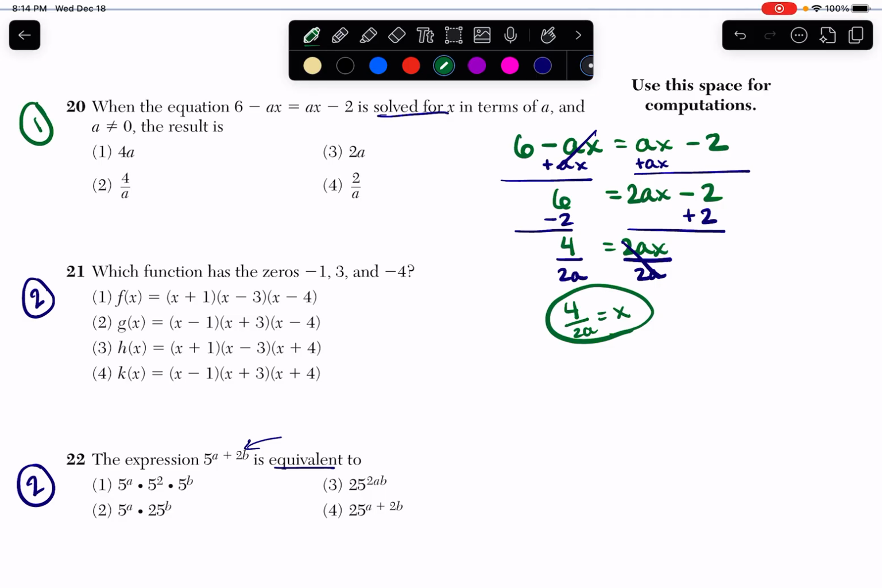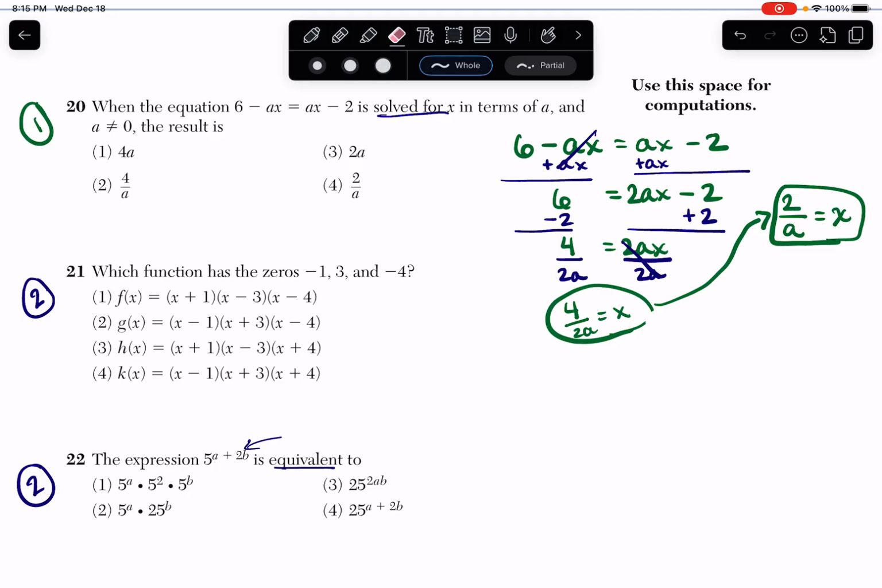And so here, for a second I thought I was done early, but I can simplify this further. 4 divided by 2 is 2. So this simplifies to 2 all over a equals x, which is answer choice 4.